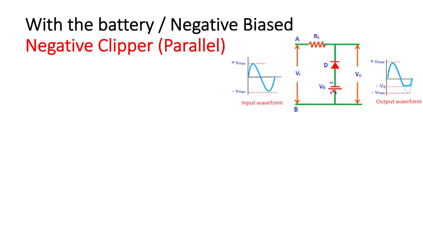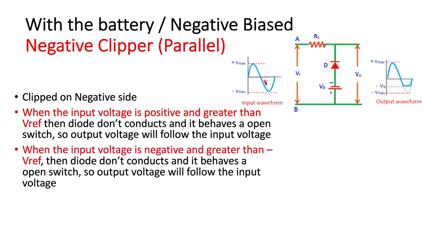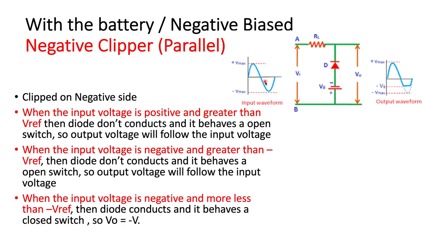Here we can see the output; this diode is negative biased by this battery. In such a way you can say that it is negative biased. This is all what we discussed now. Let's read it.